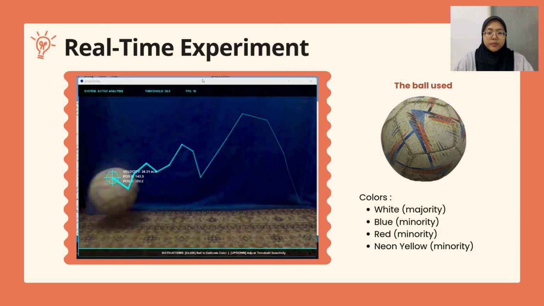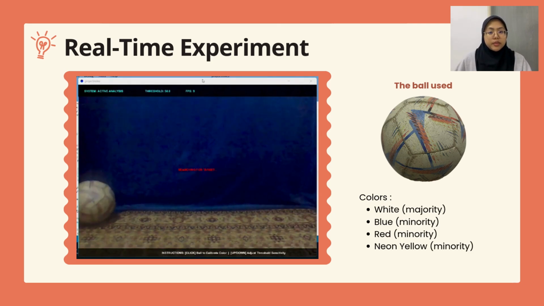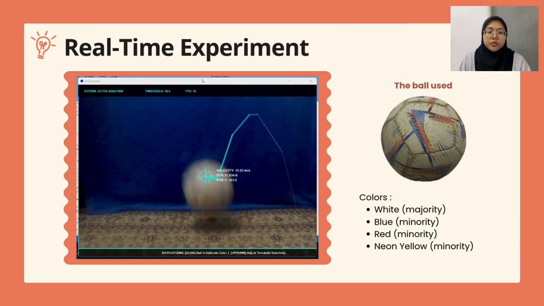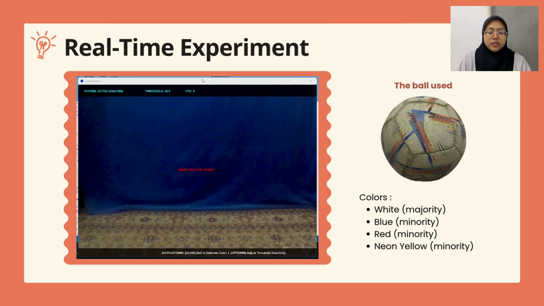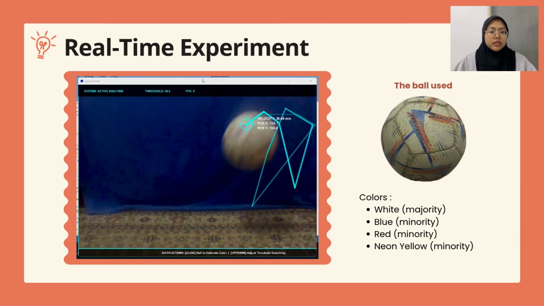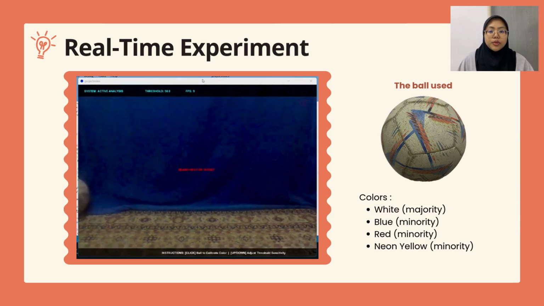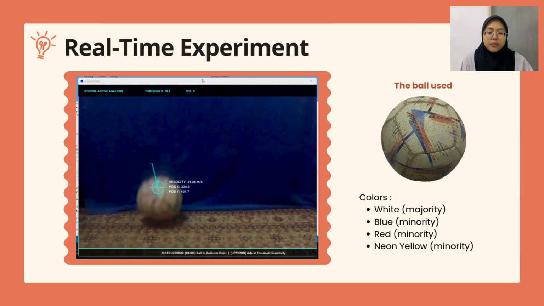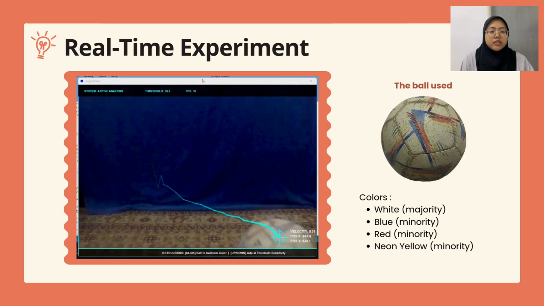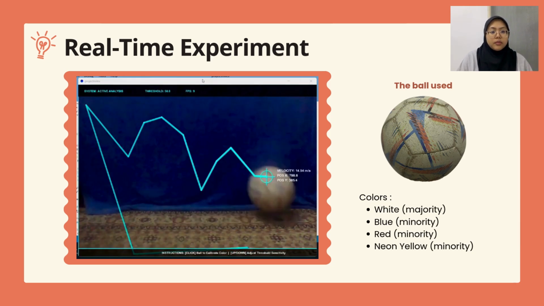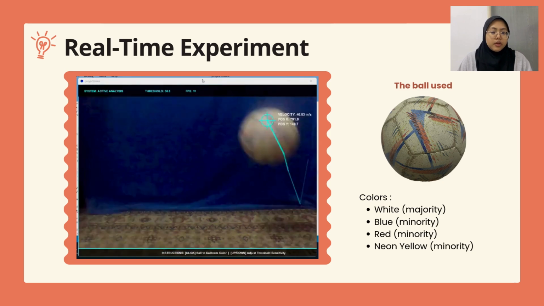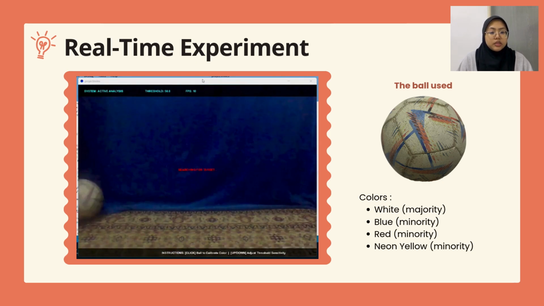Now I'm going to explain our real-time experiment. This is the video that was produced during our real-time experiment. As can be seen, the ball consists mostly of white color with some red and blue stripes and a very small amount of neon yellow stripe. It is not really visible there, but it is visible on the actual ball. And this choice of ball actually affects a lot of things in our detection.